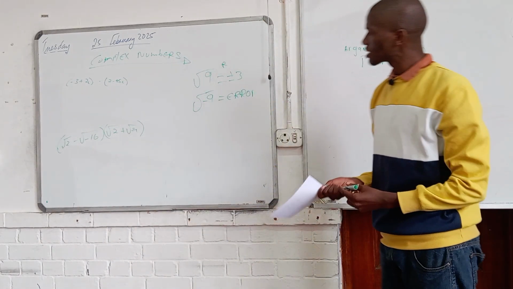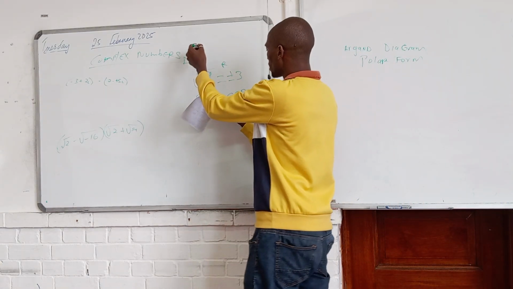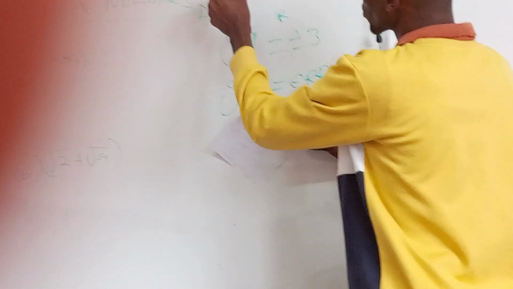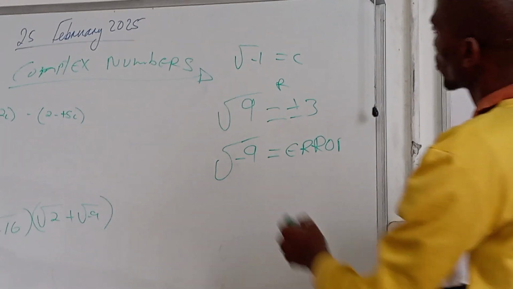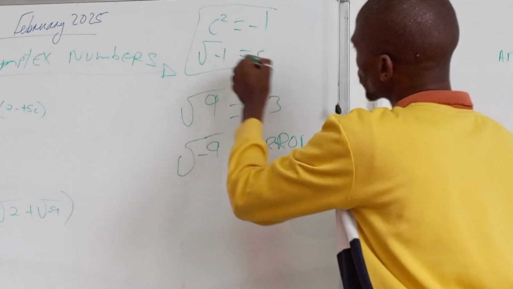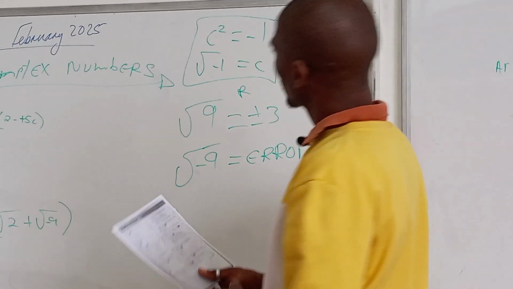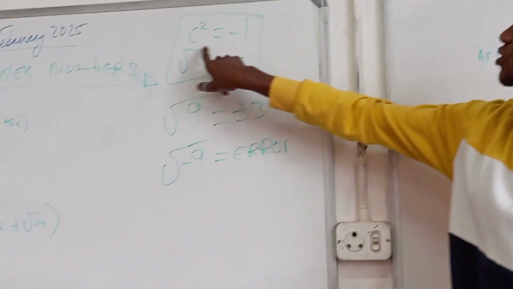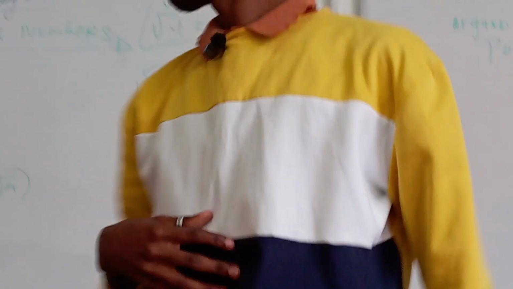Here, the very important things if we talk about complex numbers, you just have to make it a point that there are two things you have to know. The first one is the square root of negative 1 is equal to i, and the second is i squared is equal to negative 1. So these are the basic things if we talk about complex numbers.